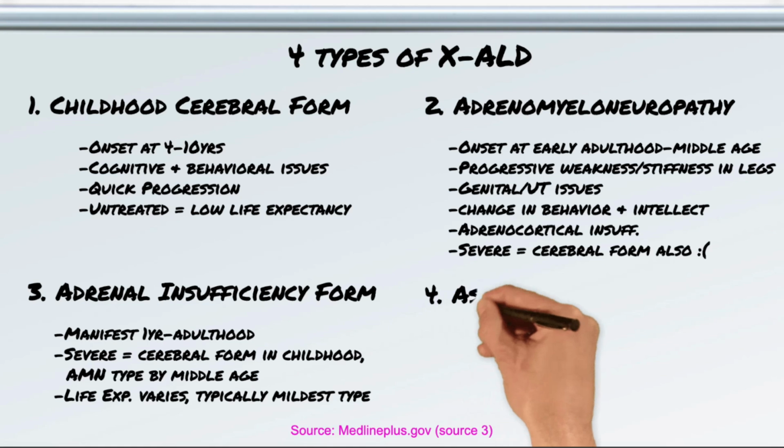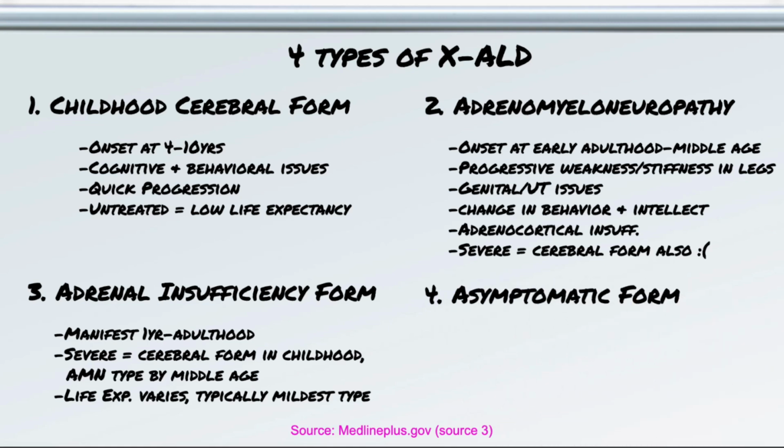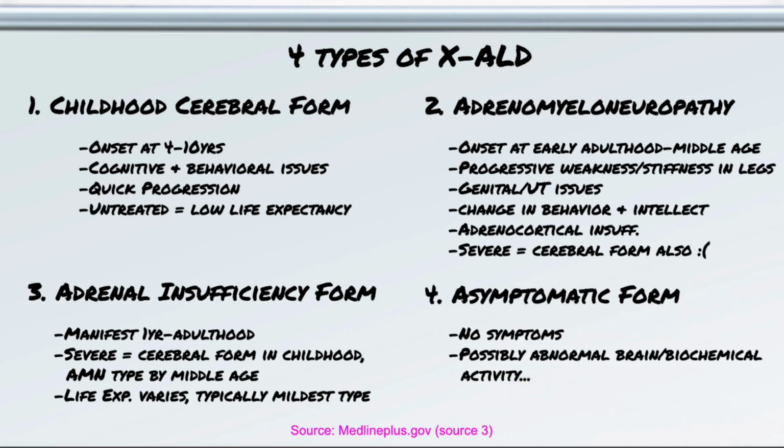And lastly, there's the asymptomatic form where the individual will not have any symptoms but may have brain or biochemical abnormalities which will show up on a scan. Individuals with this form may also develop other features later in life.